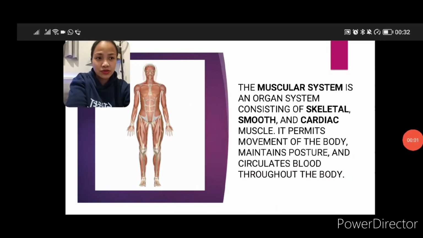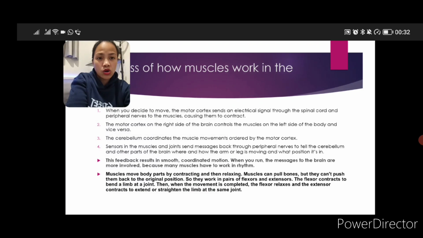So next, let me explain the process of how muscles work in the body. Basically, the movements that our muscles make are coordinated and controlled by the brain and the nervous system. The involuntary muscles are controlled by structures deep within the brain and the upper part of the spinal cord called the brainstem. The voluntary muscles are controlled by the parts of the brain known as the cerebral motor cortex and the cerebellum. So basically, when you decide to move, the motor cortex sends an electrical signal through the spinal cord and peripheral nerves to the muscles, causing them to contract.